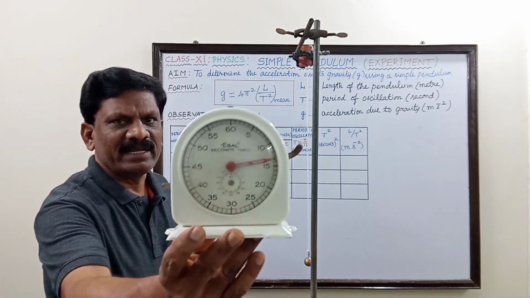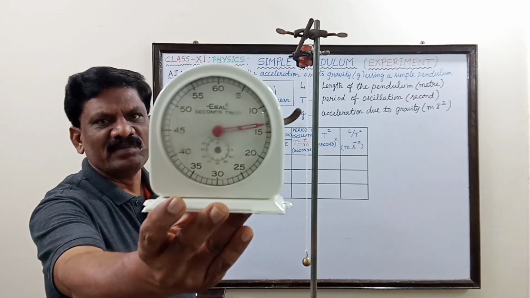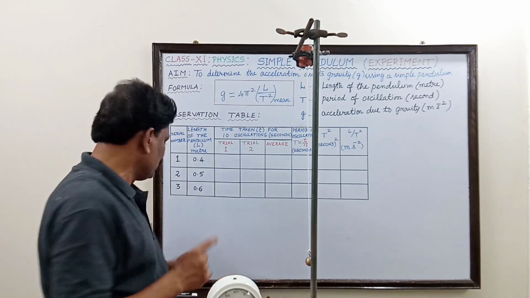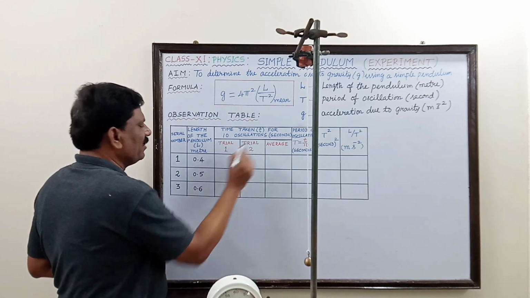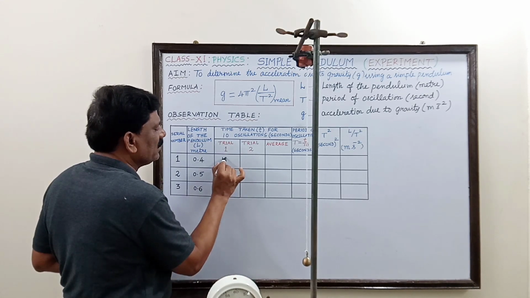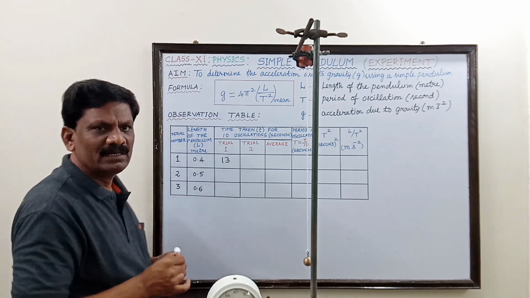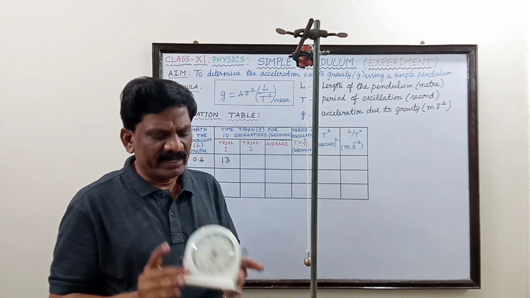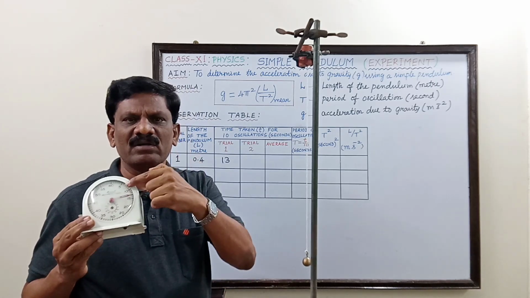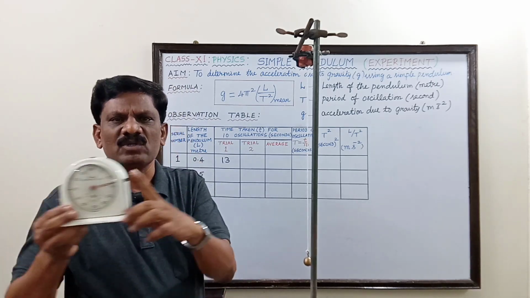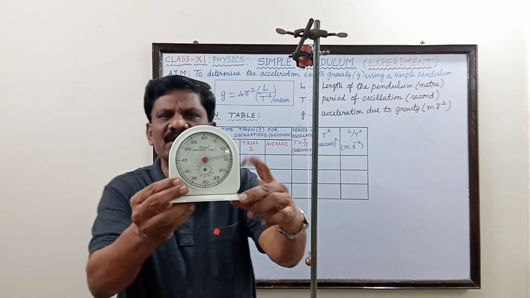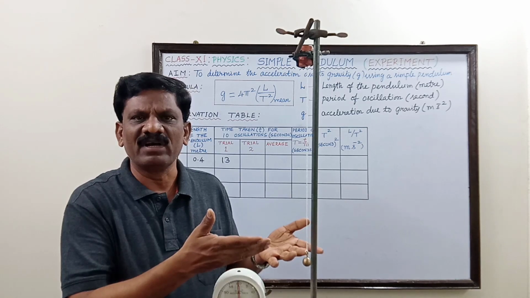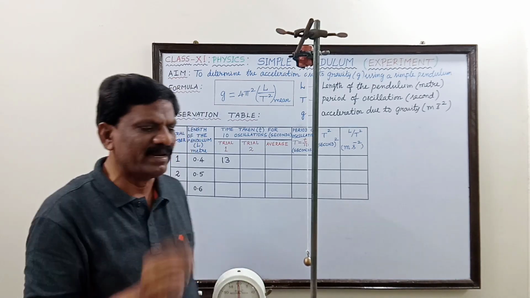So the time taken for the 10 oscillations I have measured is 13 seconds. Okay, so I will now record the trial 1 time taken for 10 oscillations as 13. So our trial 1 observation is over. Now I have to reset the clock. For that, one knob is there, so I am going to reset it back to 0. Then once again I have to repeat it for 10 more oscillations for the same length.